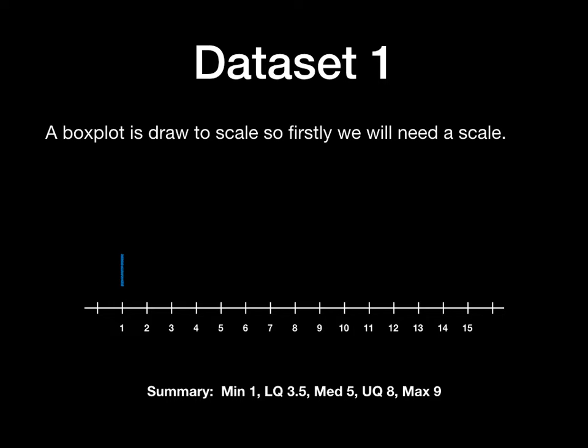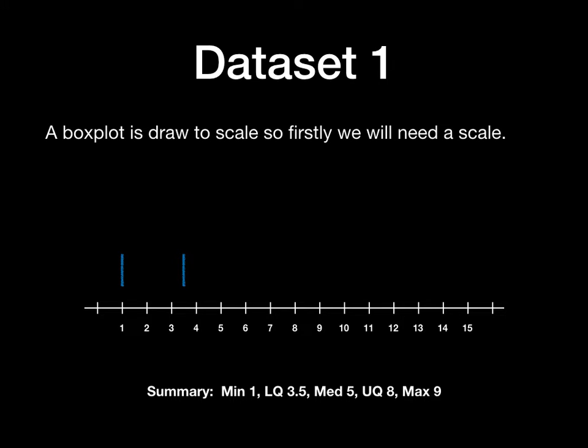So we're going to need a scale first. You can see I've already drawn a dash there. Probably should have had this slide empty, but we've got a scale. Every box plot is drawn to scale, and on that scale, I've marked in the minimum value at 1. Just a nice line above the scale. Some people do it on the scale, but it's easier to see if it's above the scale.